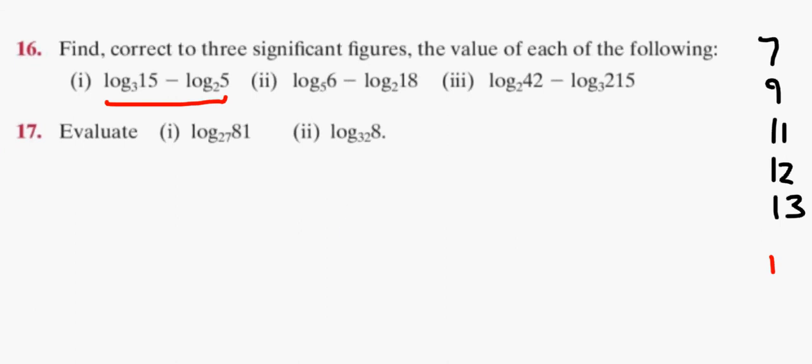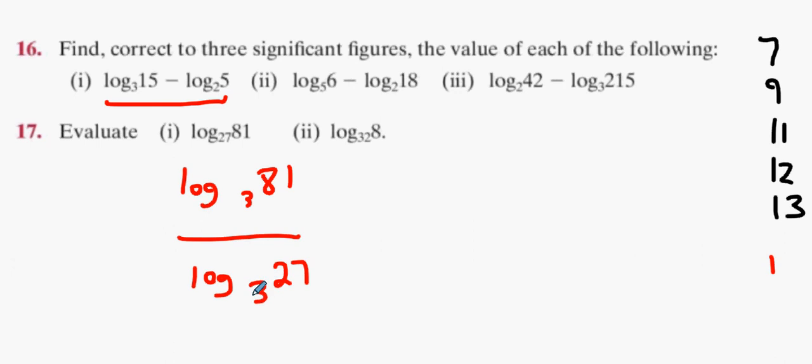Now, with 17, there is a chance that you could put it as a base 3. How do I know I could put them both as base 3? Anybody? Because 27 and 81 both have the same. 3 will multiply into both of them, won't they? So how many 3's make 81? 4. How many 3's make 27? 3. So the answer would be 4 over 3. You can use your calculator straight away again.